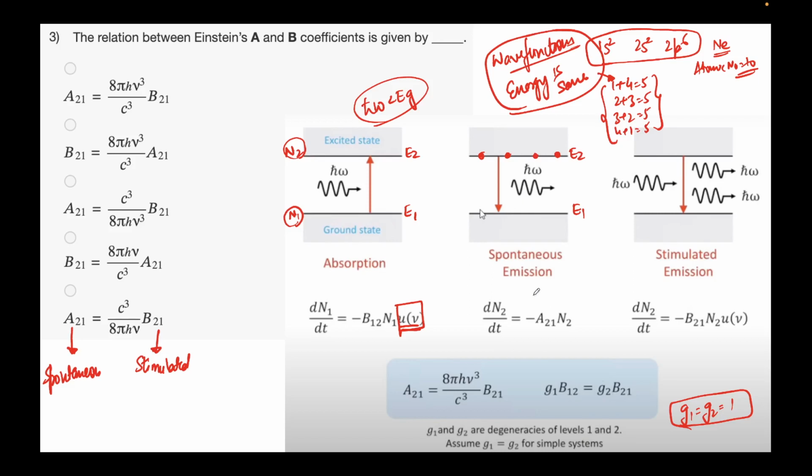Here it's a very simple case. We just assume that E1 is only one, not more than one. There's just a single energy state of energy E1, similarly a single energy state of energy E2, and that's it. But this is not the actual case. This is more a general thing. As far as this question is concerned, A and B are related using this expression. Which one is it? 8 pi, yeah, so this option.